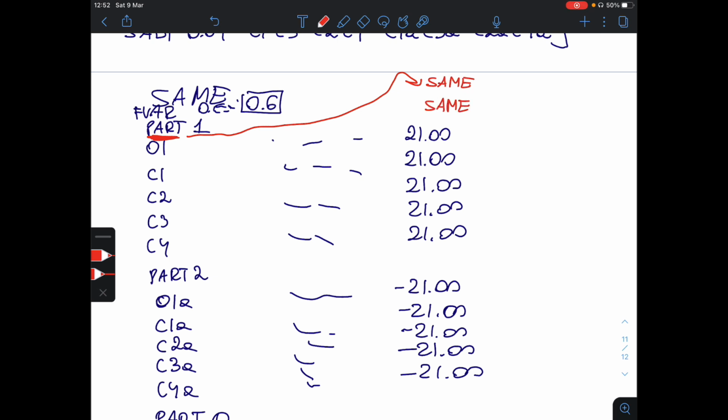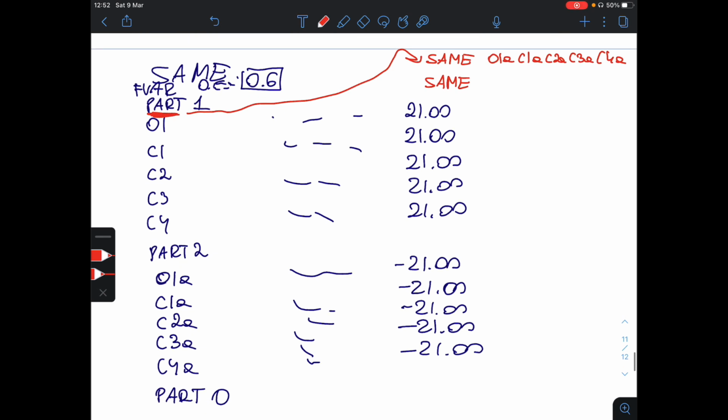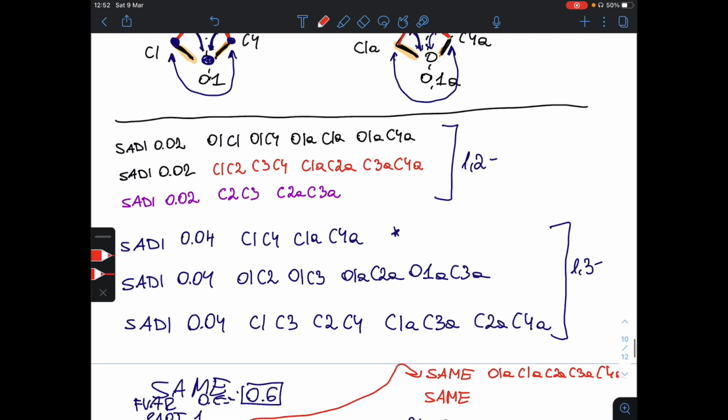So how are we going to do that? As I said before, first we want to relate two different parts to each other. So if our first part was O1, C1, C2, C3, C4, then we should relate it to O1A, C1A, C2A, C3A, C4A. And now the slightly more difficult part: we want to restrain distances within the same part to reflect the internal symmetry of the molecule, right?